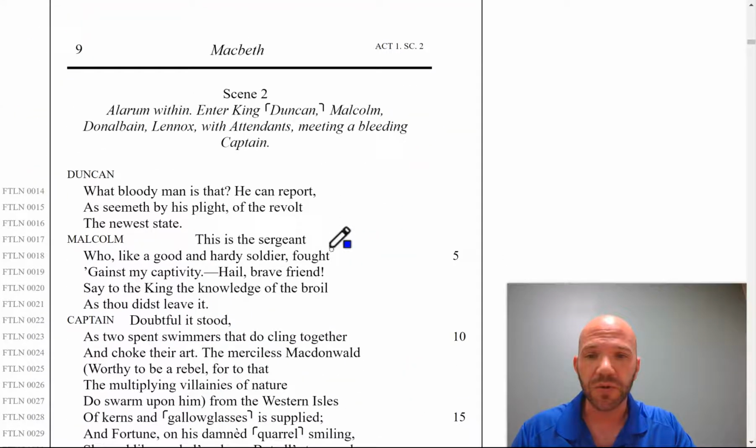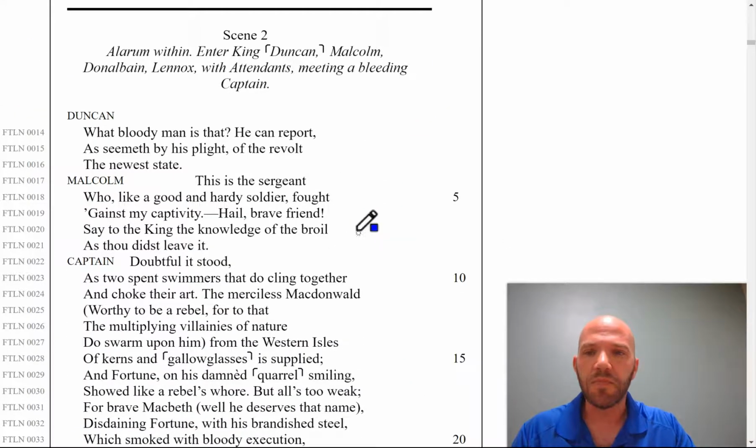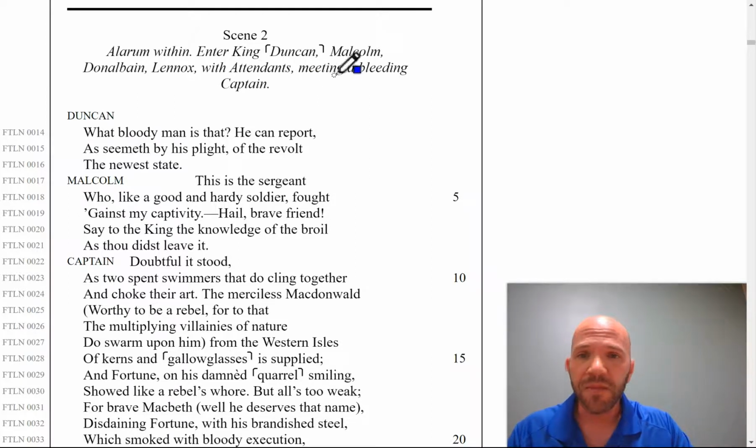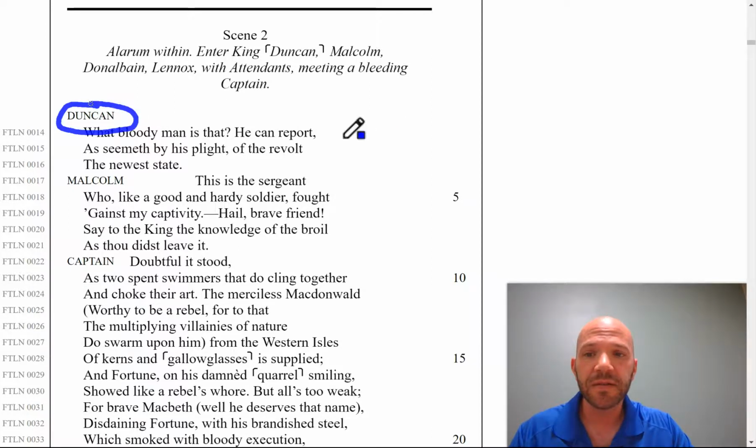Let's go to scene 2, which is a lot harder and kind of a complicated scene. Basically the point of this scene is to tell us information about Macbeth. But we have really 2 other major characters that you need to know. Duncan, who is the King of Scotland, and Malcolm, who is his son. All right, those are the important characters in this scene.